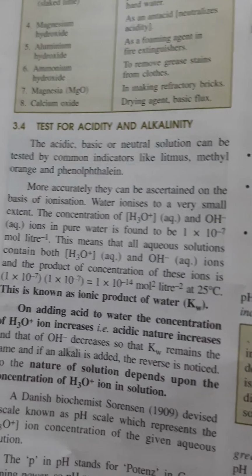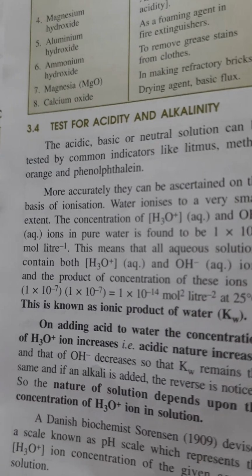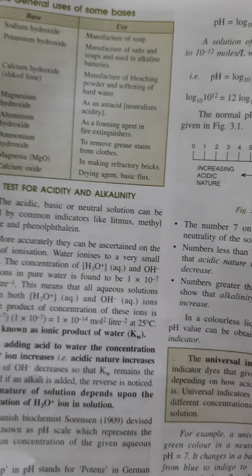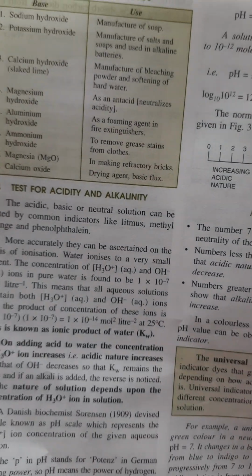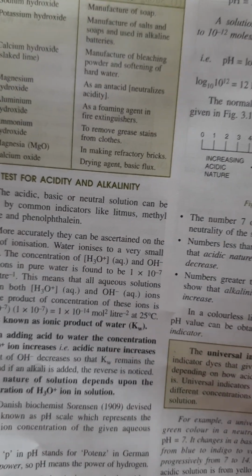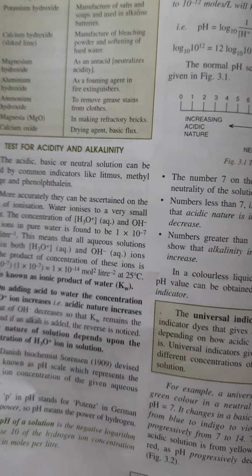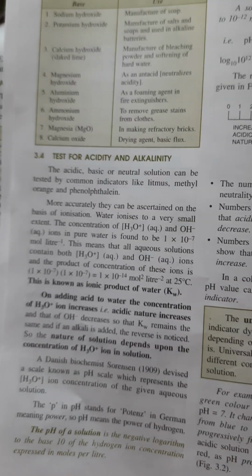Now the next topic is very important. This topic is the test for acidity and alkalinity. How will you test whether any substance is acidic or alkaline in nature? Then you should make a test. How? First of all, I'll discuss the ionic product of water.